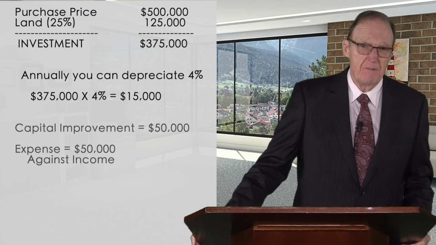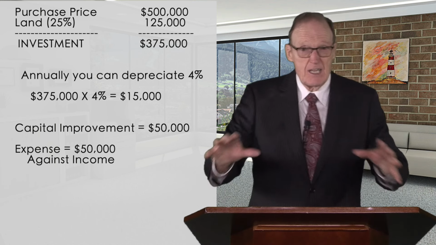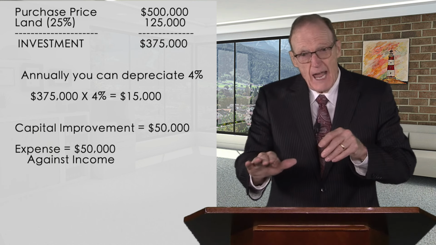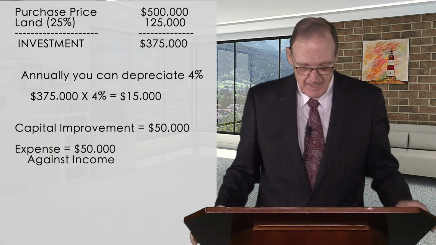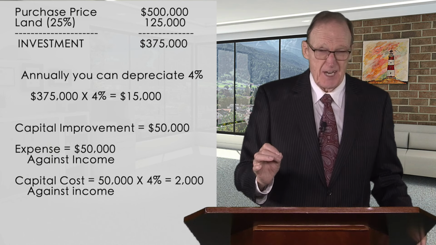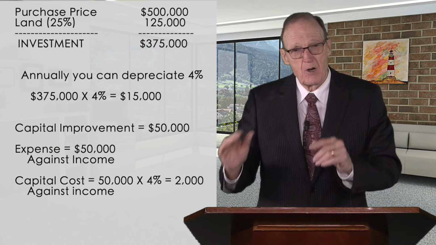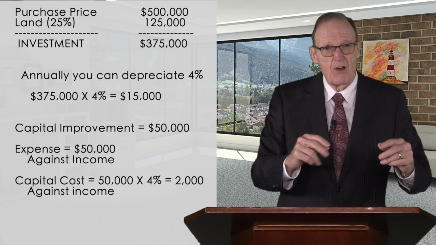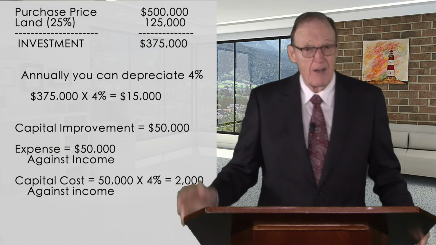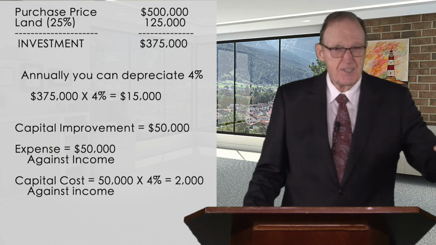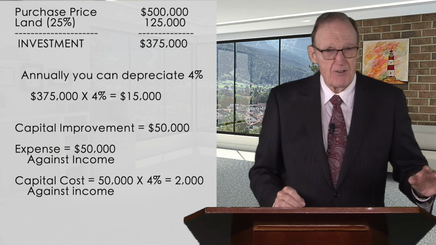Well, let's suppose you spend $50,000 on repair and maintenance. Well, if you can expense it, you can take your taxable income and you can subtract $50,000 right off the amount of money that you earn from your investment income. If, on the other hand, you're capitalizing it, you can add that to your capital base, so your $375,000 goes up to $425,000, but the only amount of benefit you're getting that year is that 4% against it, so that's $2,000. So if you expense it, it's $50,000 this year. If you capitalize it, it's $2,000 this year.